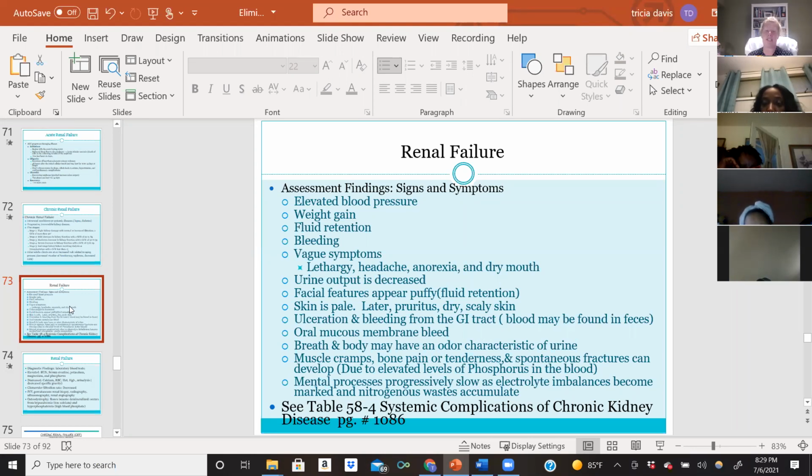Their urine output is going to be decreased. Their facial features may appear puffy because of that fluid retention. Initially, their skin is going to be pale, but later their skin is going to be very dry and scaly. They might even get pruritus.